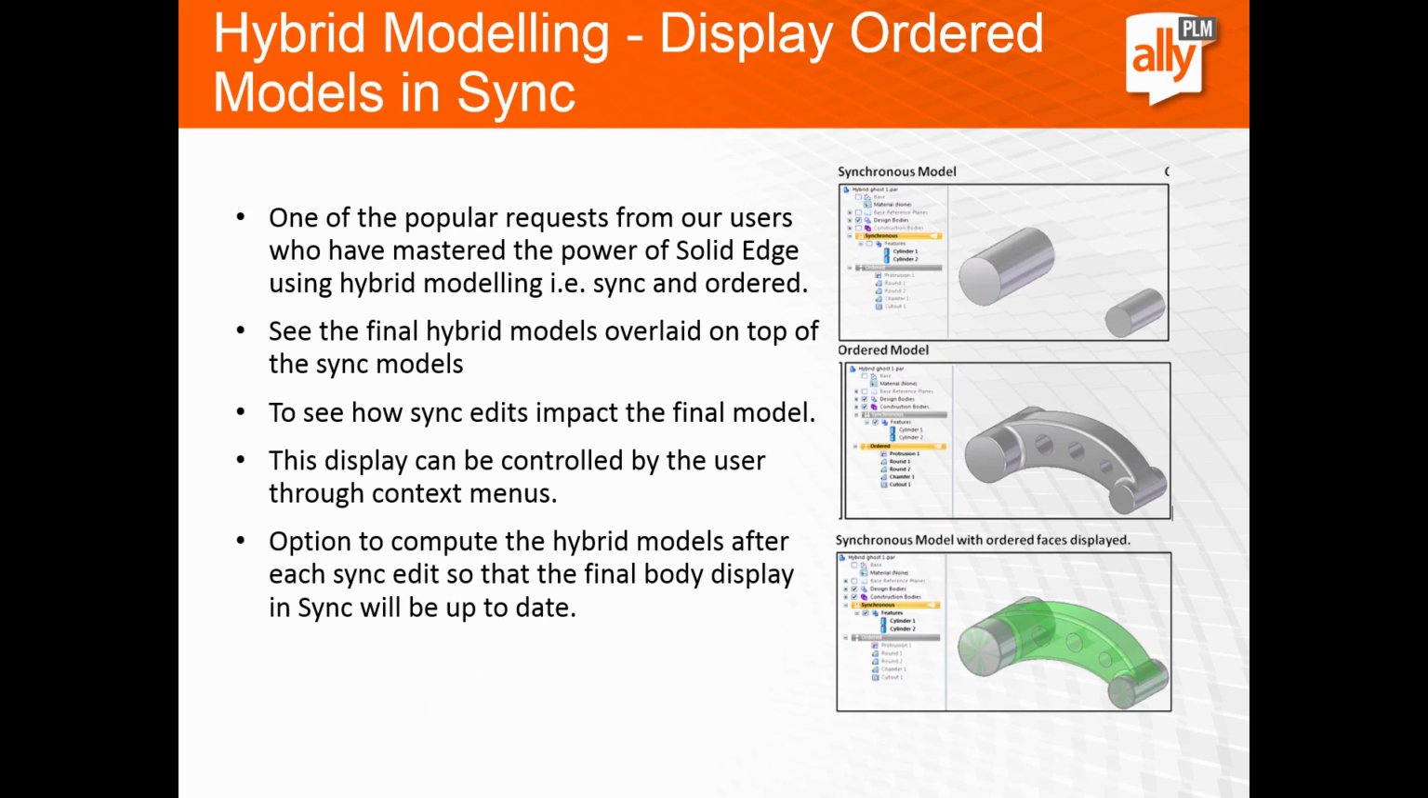Another great enhancement for those of you that do hybrid modeling, which would be both synchronous and ordered together in the same part environment, is that we can now display the ordered model when we transition back into the synchronous environment. So you get kind of a ghost image of that ordered model on top of the synchronous model. This makes it easier then to maybe see what will happen with some of your synchronous edits. How will your ordered model update to match that? So some great display options here and usability with the new displaying of your ordered models in the synchronous environment.